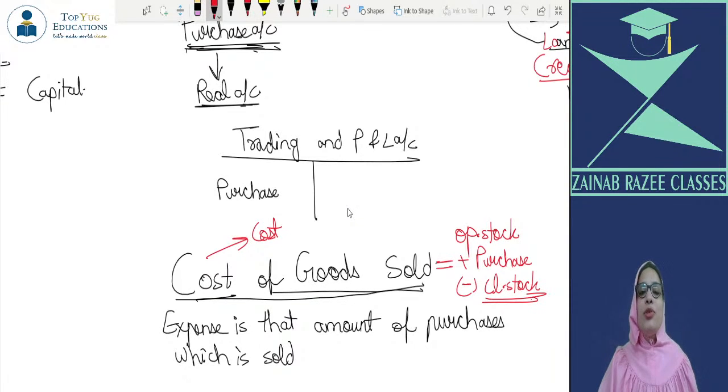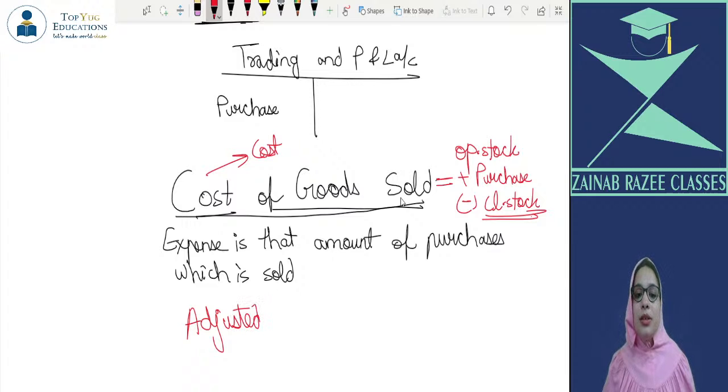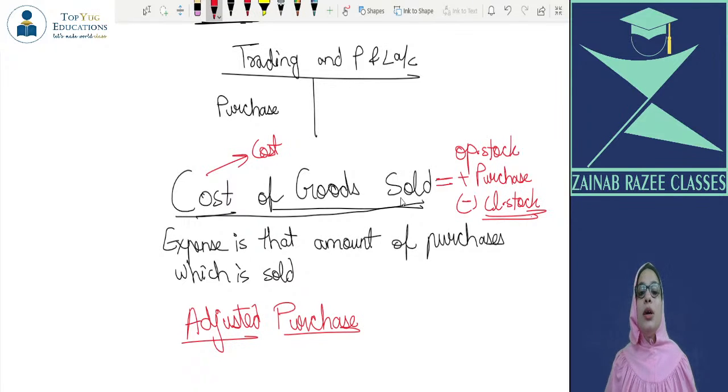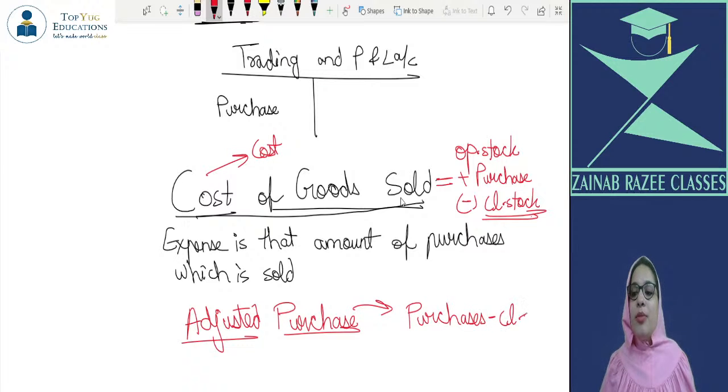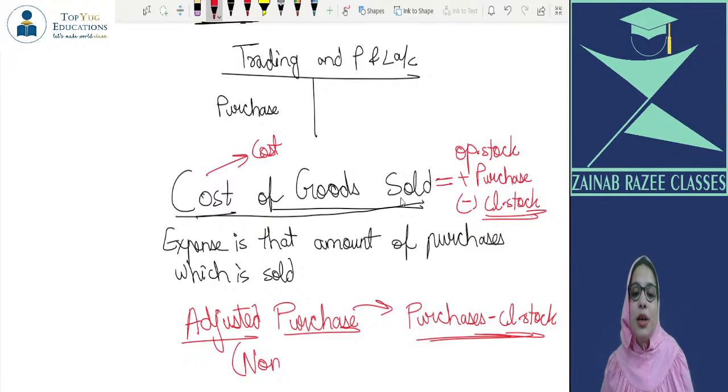And now, like I've told you, don't refer to the modules or my notes right now, but in your module, you will see a word like adjusted purchases. Again, this is a term I didn't want to introduce right now, but yes, your question was valid, so I'll have to use this word. What are adjusted purchases? Adjusted purchases is nothing but purchases minus closing stock. That is, if I remove the closing stock which is still left with me, those are the goods which are being sold. So adjusted purchase is a nominal account and normal purchases are a real account. Am I clear?